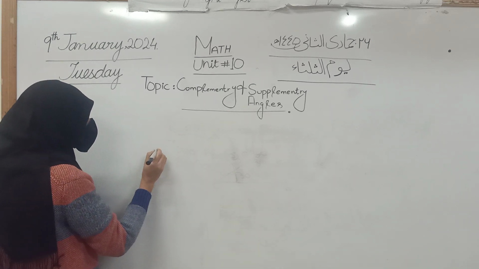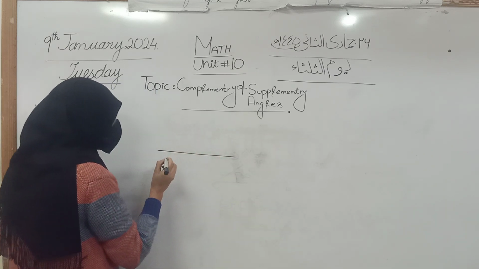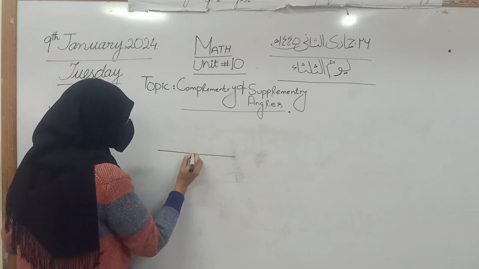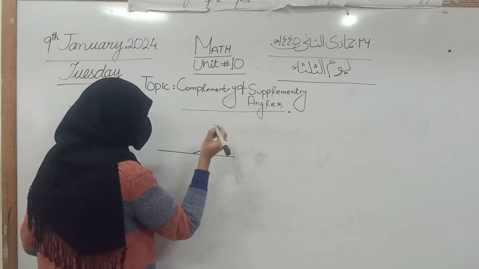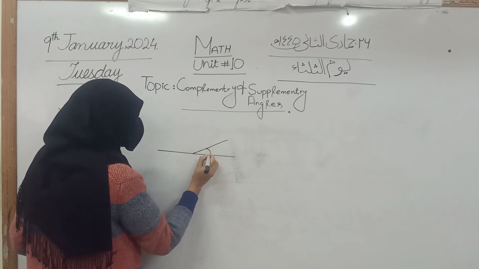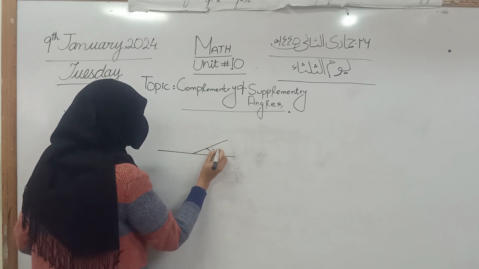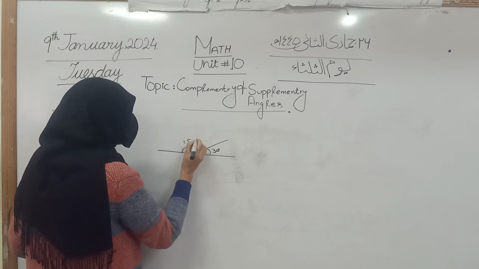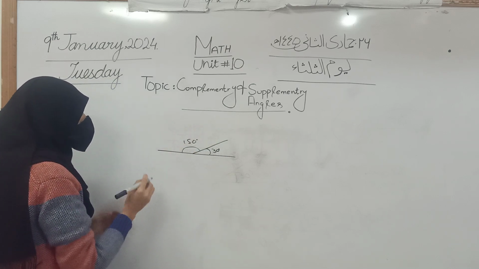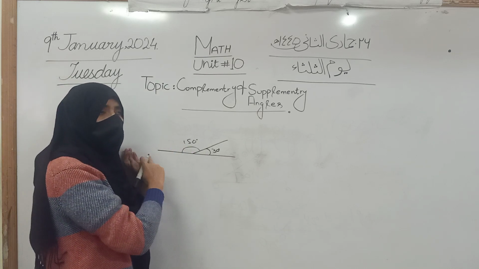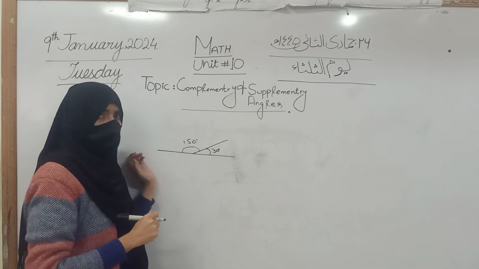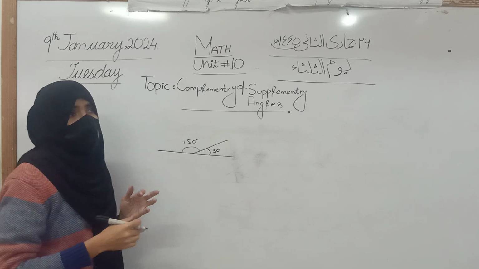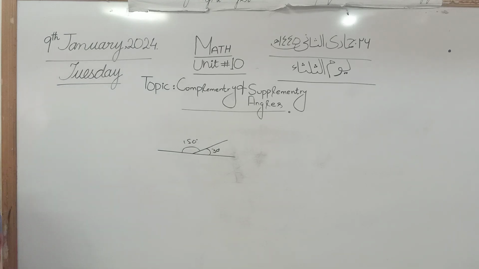Let's suppose this is a straight line, and I am drawing an angle of, let's suppose, approximately 30. Okay, there is an angle of 30, and there is an angle of 150 degrees. Okay, it's just a simple example. Both angles are on a straight line. Is it clear?